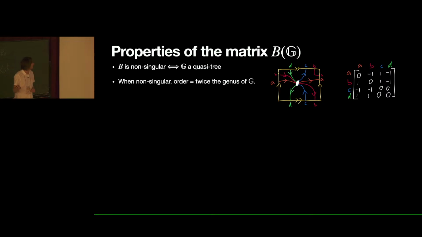When it's non-singular, the size of the matrix would be twice the genus of G. Okay, so why is that? That's not actually a hard observation. That's just Euler's formula. For a quasi-tree, I know the number of faces, it's 1. I know the number of edges, that's the size of my matrices, and I know I've got one vertex, so V minus E plus F is twice the number of connected components minus twice the genus.